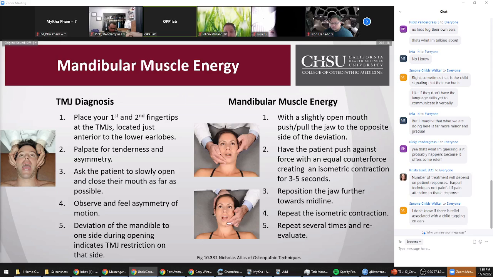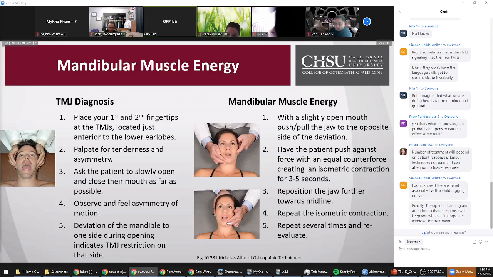Remember, the lateral and medial pterygoids actually attach to the sphenoid, the wings of the sphenoid. So you can use the medial and lateral pterygoids as well as the temporalis and buccinators in order to address temporomandibular joint problems. It's muscle energy. Concepts of muscle energy are very much the same. You find an area that's restricted. So if a jaw deviates to one side, you would have the person slightly open their mouth.